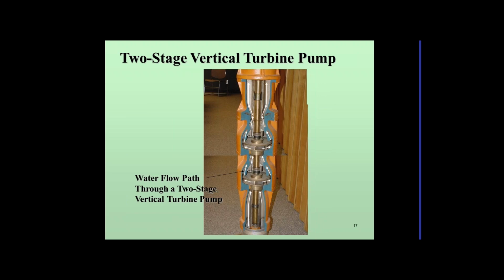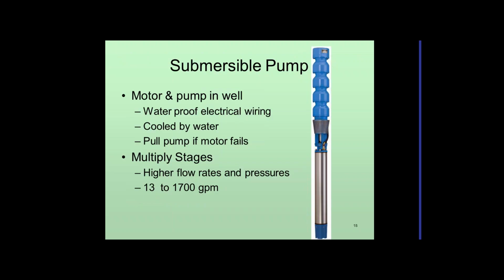Here's an example of a 2-stage pump with arrows on it, so you can see how the water pattern goes. It's going to come in the bottom here, up through this impeller, out, work on it, up through the next impeller, out, and then up to the surface. And you can see the shaft running down through that.